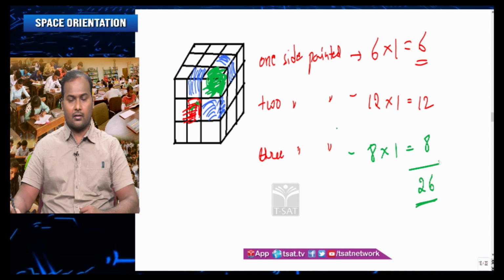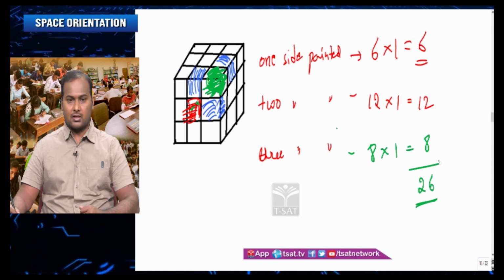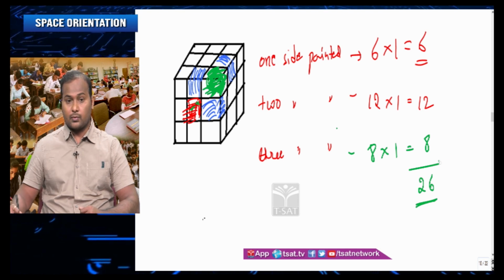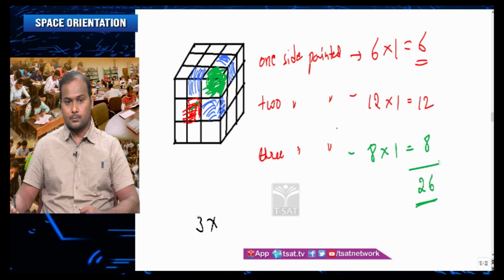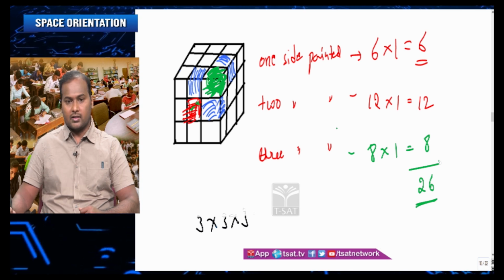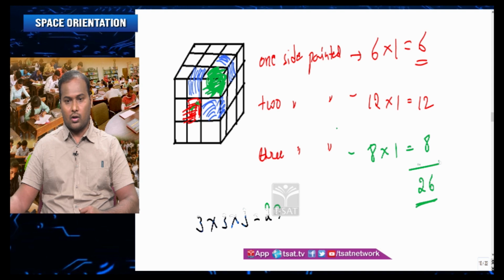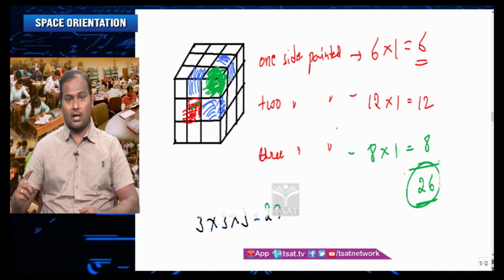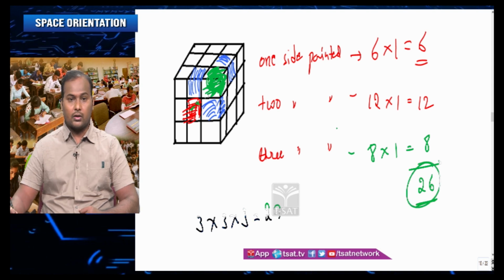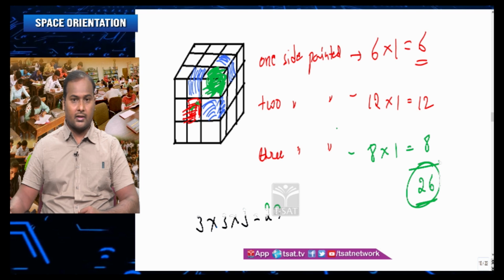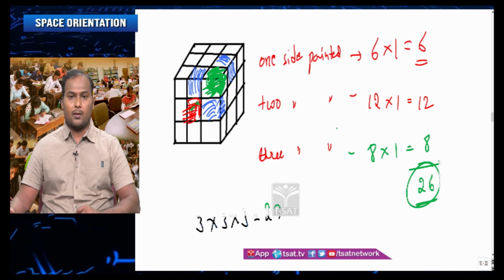But we already discussed that a cube of 3 centimeter side is taken and cut into 1 centimeter size. How many small cubes are possible? That is, length is 3, breadth is 3, and height is 3. 3 into 3 into 3 is 27. But here you got the answer only 26. And what is the remaining cube? That cube is present in the center, which is not painted at all.